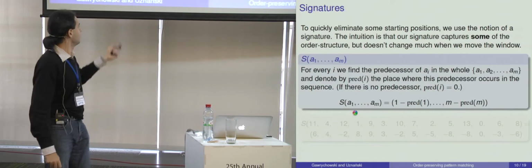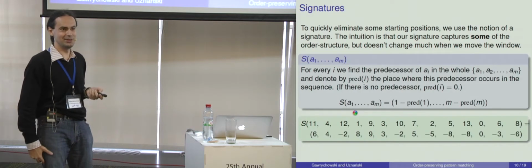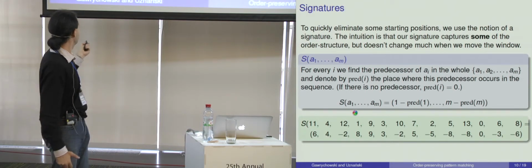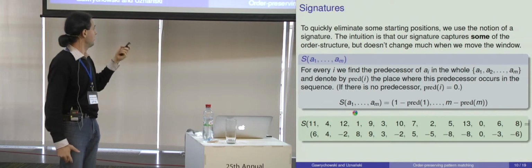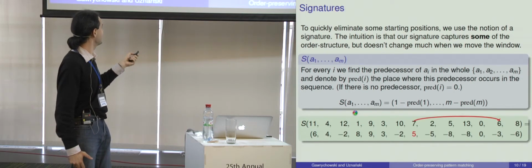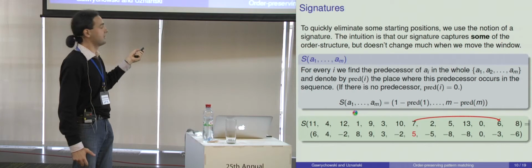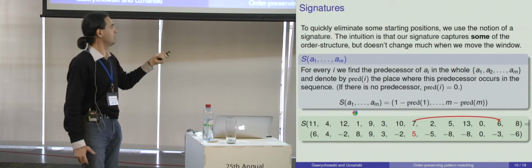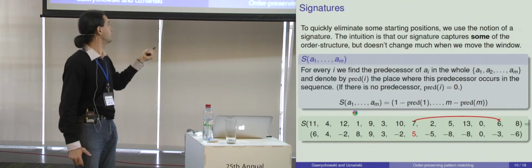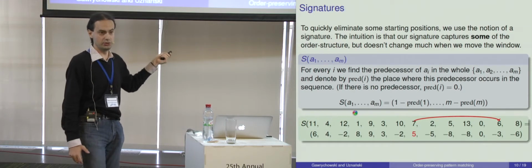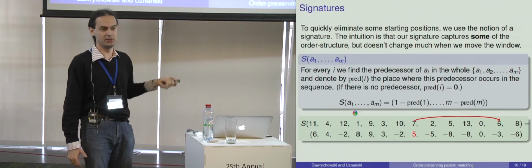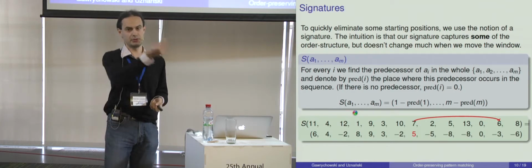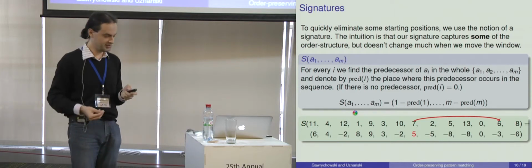Maybe don't look at the definition, look at the example. You have some sequence, 11, 4, and so on, and the signature is something like that because of the following reason. For example, you look at 7, and you find its predecessor in the sequence. It's 6, and it's 5 positions to the right. So you output 5 in the signature. So the 5 describes 7 in the signature. And you do that for every possible element of your sequence. So you output the distance to the predecessor in the sequence. And that's the signature. Okay?